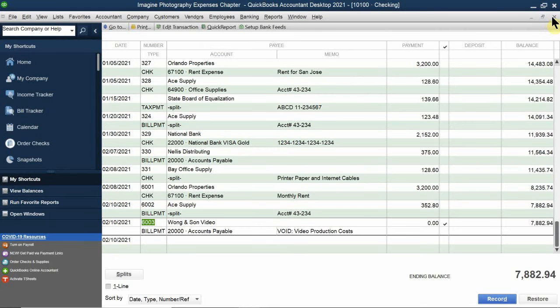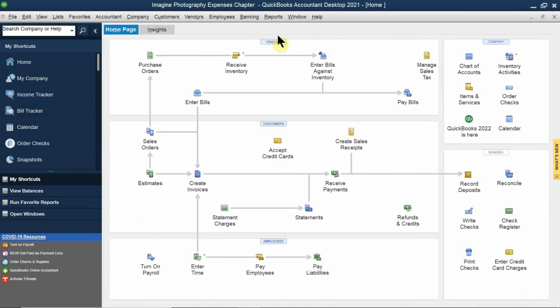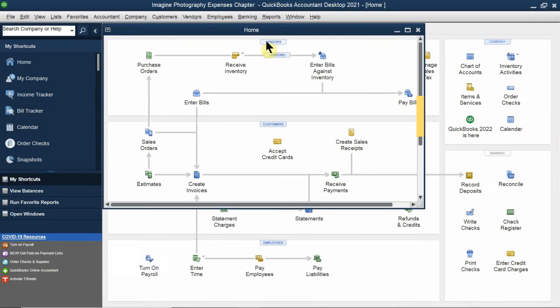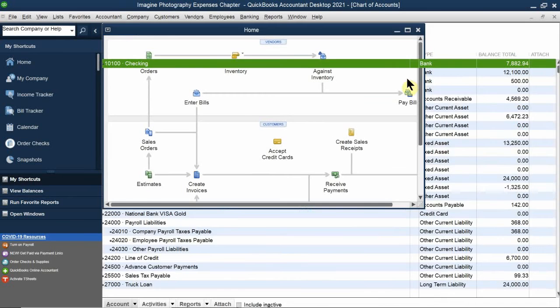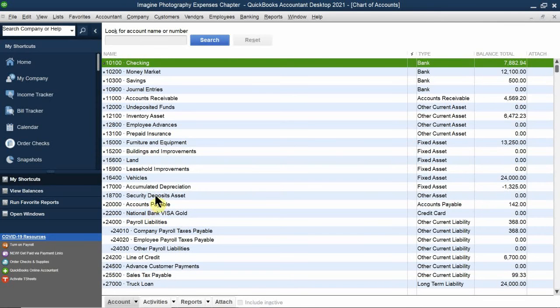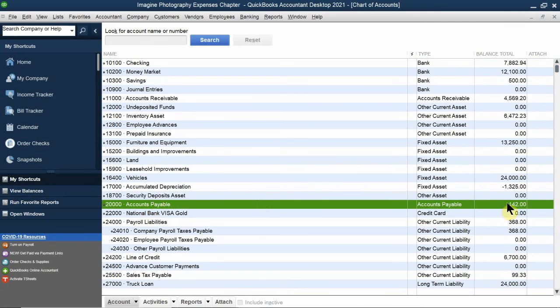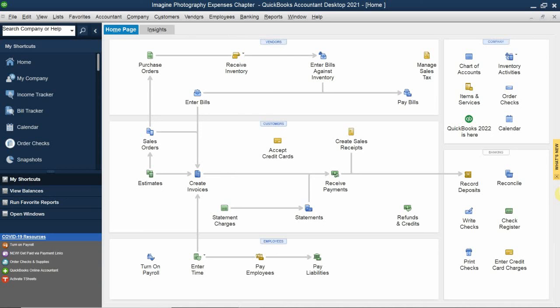Now, how do I check to make sure of that? Well, if I go to my vendor center, I can check out Wong and Son, and it's going to tell me I still owe them $142. I can even go to my chart of accounts and check out that accounts payable account. So accounts payable has now reverted back to $142. So basically, what a voided transaction does is it undoes it, whichever way. It just reverts it backwards, okay?